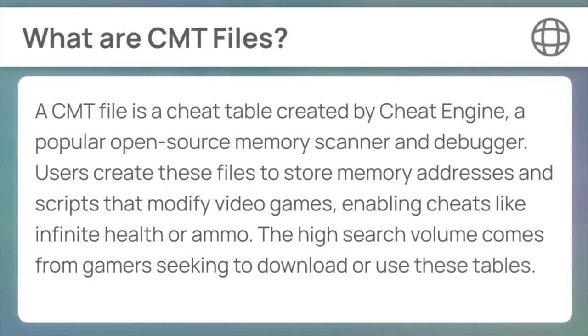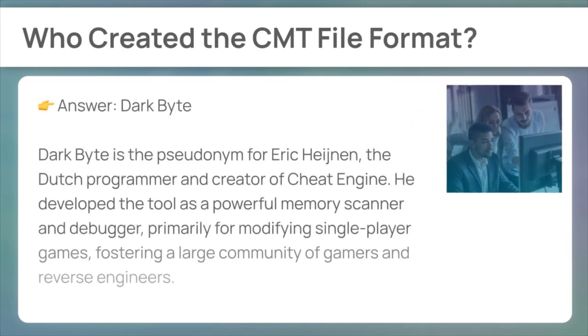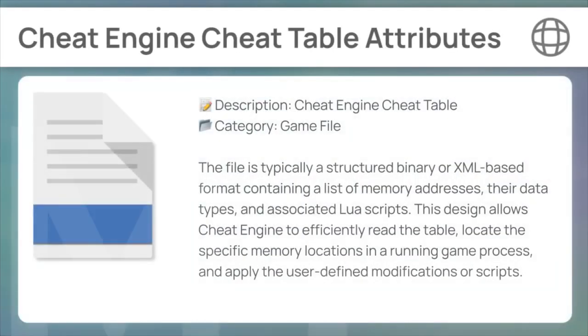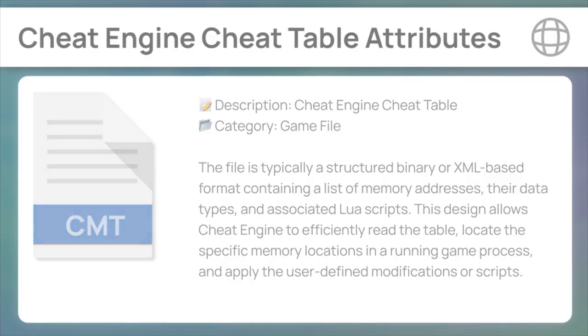A CMT file is a cheat table created by Cheat Engine, a popular open-source memory scanner and debugger. Users create these files to store memory addresses and scripts that modify video games, enabling cheats like infinite health or ammo. The high search volume comes from gamers seeking to download or use these tables. The file is typically a structured binary or XML-based format containing a list of memory addresses, their data types, and associated Lua scripts. This design allows Cheat Engine to efficiently read the table, locate the specific memory locations in a running game process, and apply the user-defined modifications or scripts.